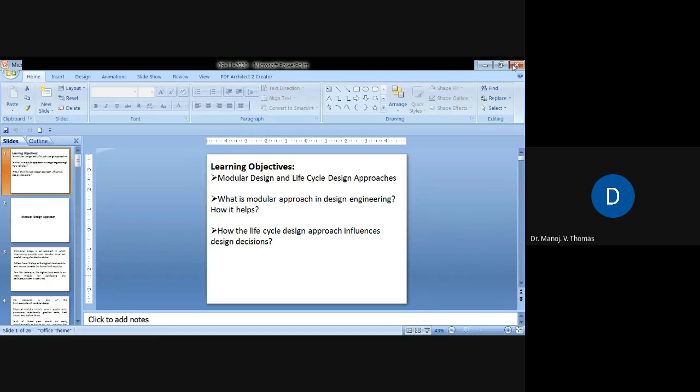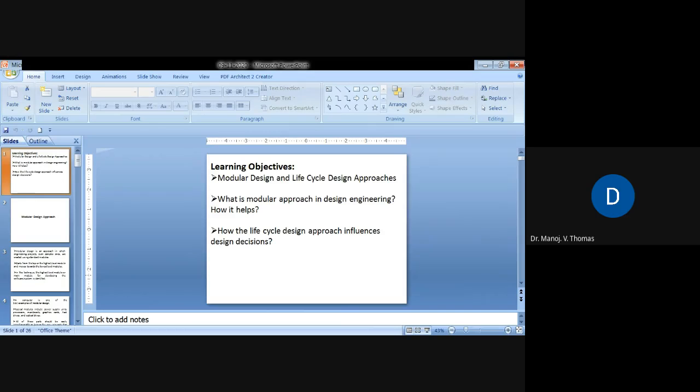So we consider right from the raw material till the component is produced, when it is used, and finally it is recycled or whatever is done with that product. So that is the life cycle design approach. It's a design approach. Life cycle design approach and modular design are approaches adopted by the designers.